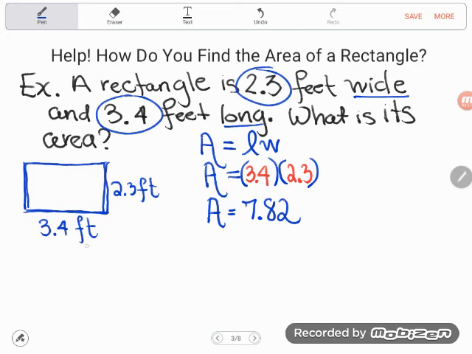What kind of units? Well, you can see we're in feet, but remember, if you go and multiply together feet and feet, which is what we did, that's going to give you square feet. Another way to think about that is area is always measured in square units.